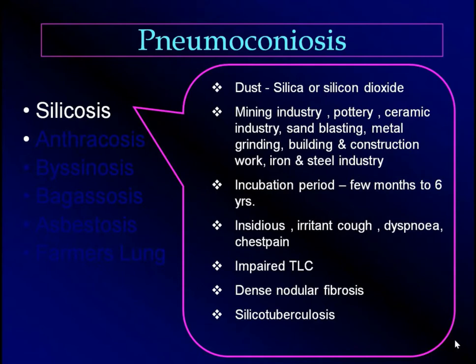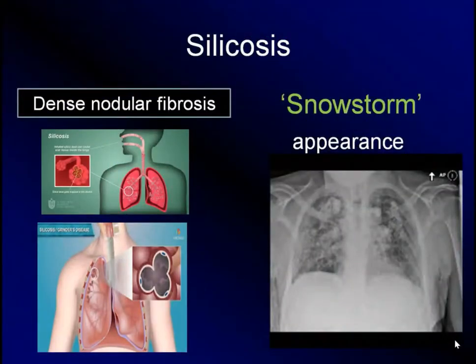You can see tubercle bacillus in their sputum. This picture shows, on the left side, the dense nodular fibrosis. You can see the nodules formed in the lungs. On X-ray, one characteristic feature is that the disease appears like a snowstorm. If you take an X-ray, the lungs look like a snowstorm. That's why the radiological finding shows a snowstorm appearance. This point is important.